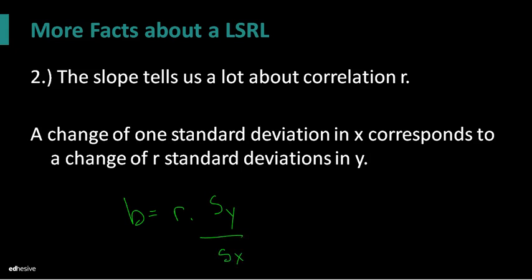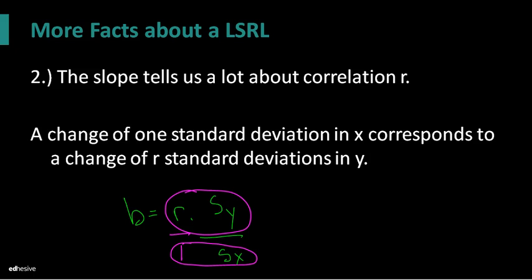Now this is really cool because this is what tells us that if you move up one standard deviation in x, then you move up r standard deviations in y. It makes sense if I treat this r as r over 1. So every time I go up one standard deviation in the x variable, I go up r standard deviations in the y. And of course, if r is negative, then I would be going down r standard deviations in y. So it just shows how these two variables are connected and why correlation really matters.